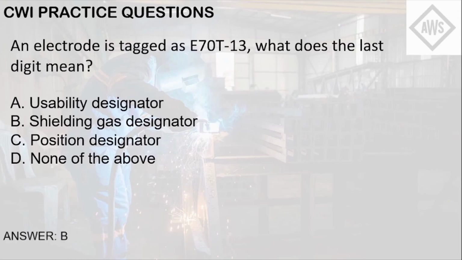The last digit for an FCAW electrode designation is the shielding gas. How can you know that this is an FCAW electrode? By looking for the letter T in the electrode classification system or electrode naming. If you see that, it means tubular, and tubular pertains to the FCAW process.